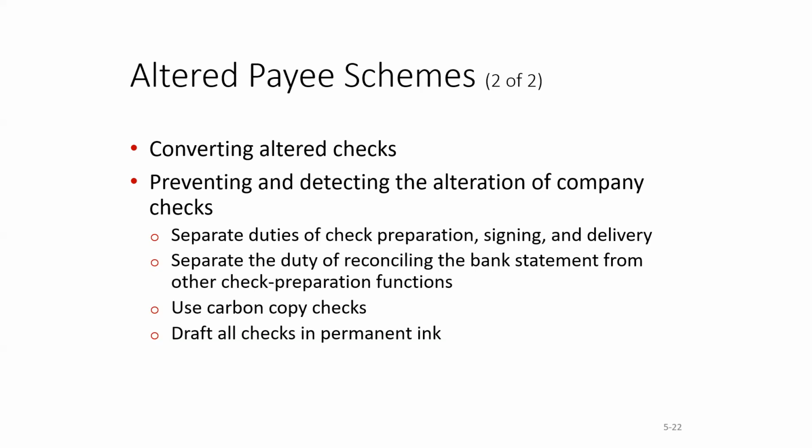Again, segregation of duties, making sure that the preparation, signing, and delivery are all separated. When we're doing that reconciliation of the bank statement, making sure that those checks are made out to who they're supposed to be made out to. Carbon copy, so if we had erasable ink, we would see different names on there. So using permanent ink, those are some of the ways that we can prevent this from happening.